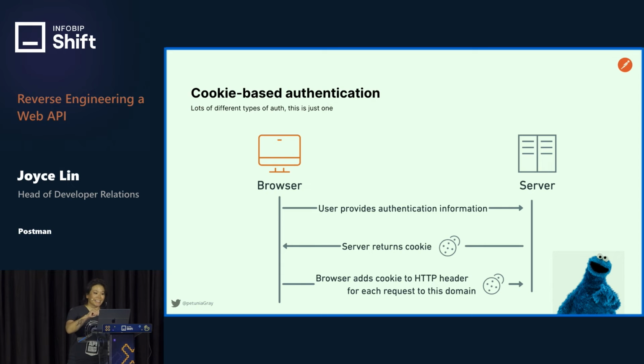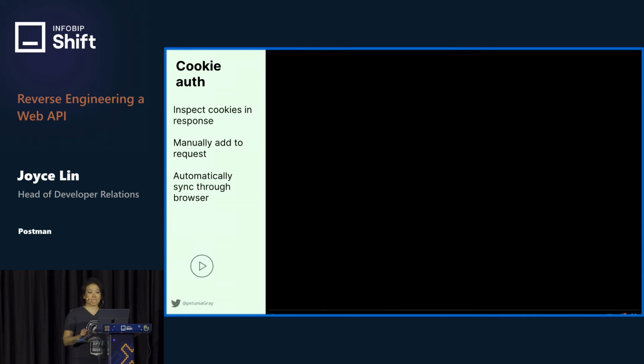The user provides an authentication the first time in the session. The server returns a cookie, and now the browser holds onto that cookie, and for every request to that domain, it's going to send it along. And this is going to happen until the user clears their cookies or the cookie expires. So if you're an API consumer, there's a couple ways you can handle cookie-based auth.